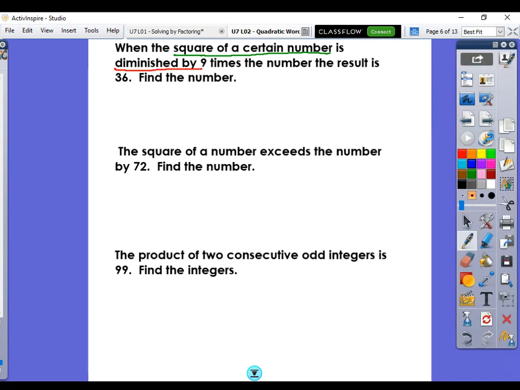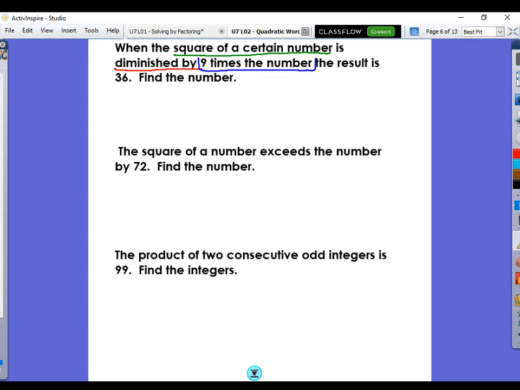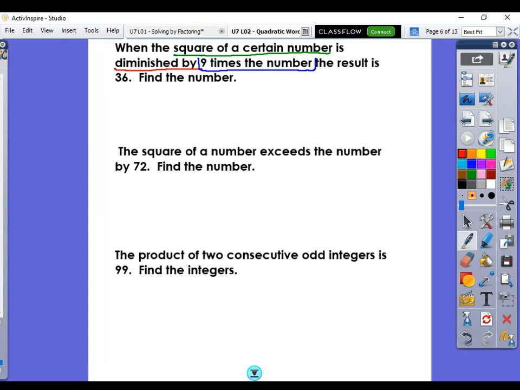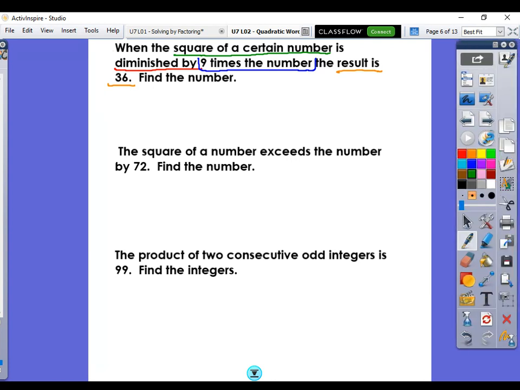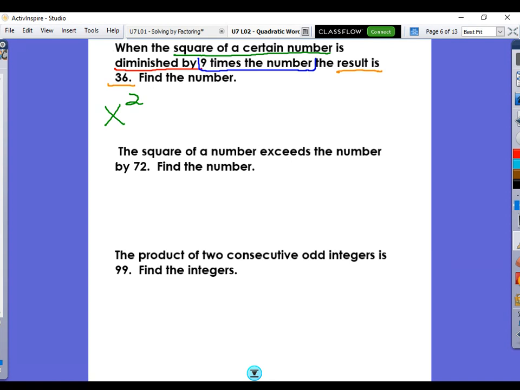By 9 times the number, that same number we're already talking about, the result is 36. Okay, so lots going on here, and I'm going to color code everything here. Going back to the beginning, the green one, square of a certain number. Well, that certain number is x, and we're squaring it. It's the square of a certain number.